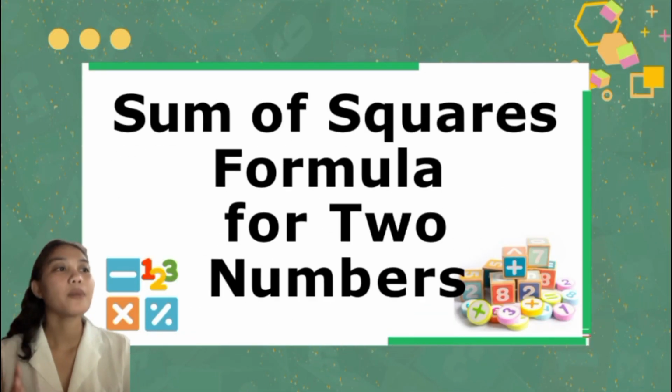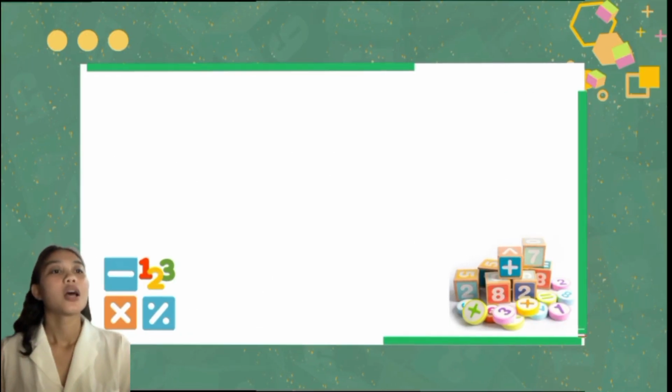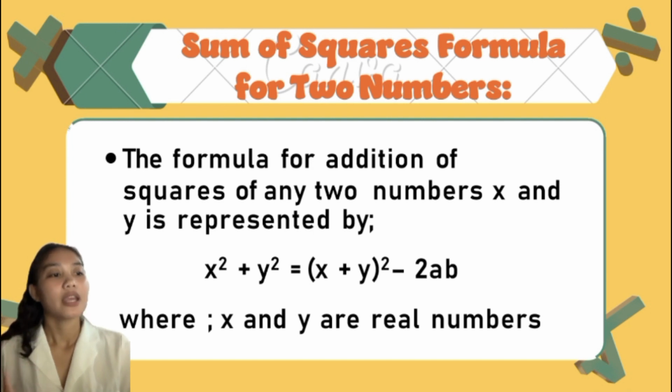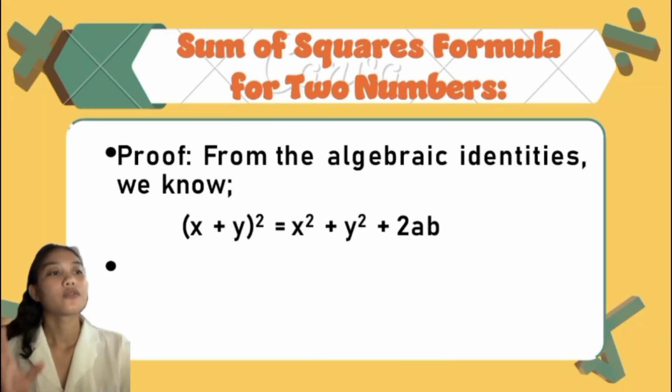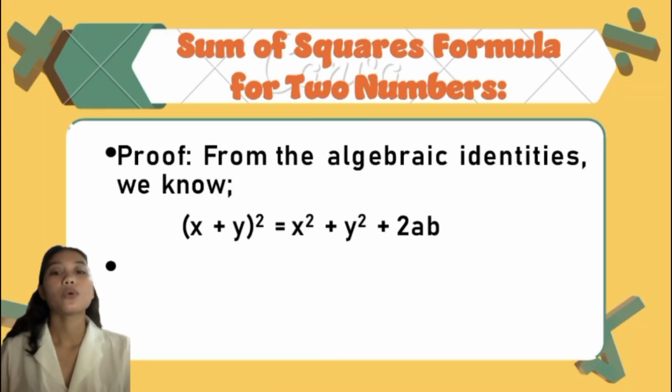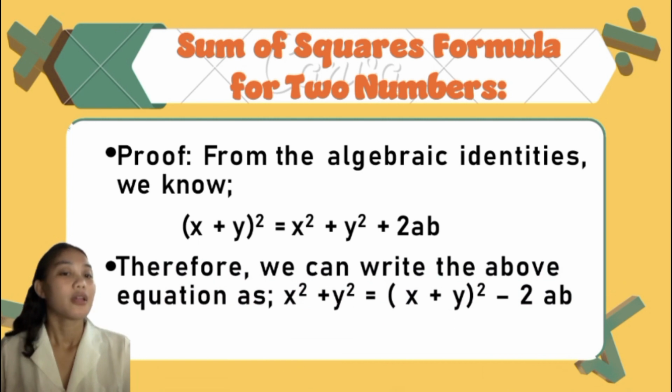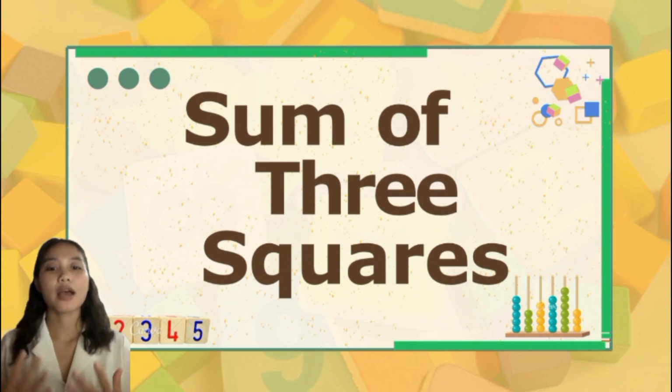Now let's proceed to the sum of squares formula for two numbers. The formula for the addition of squares of any two numbers x and y is represented by x squared plus y squared equals (x plus y) squared minus 2xy, where x and y are real numbers. Here is the proof: from the algebraic identities, we know that (x plus y) squared is equal to x squared plus y squared plus 2xy. Therefore, we can write the above equation as x squared plus y squared equals (x plus y) squared minus 2xy.